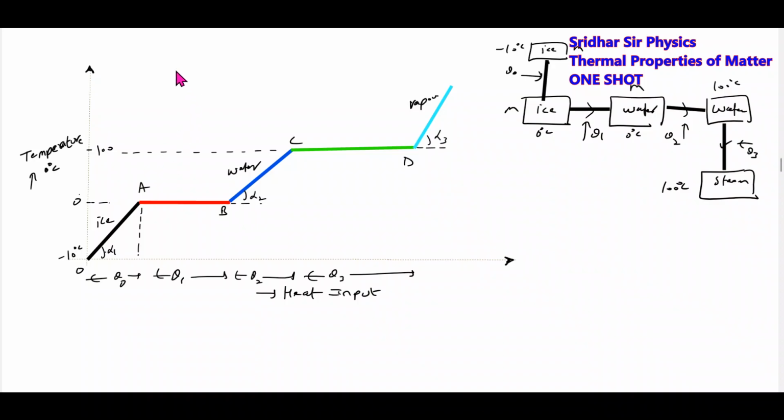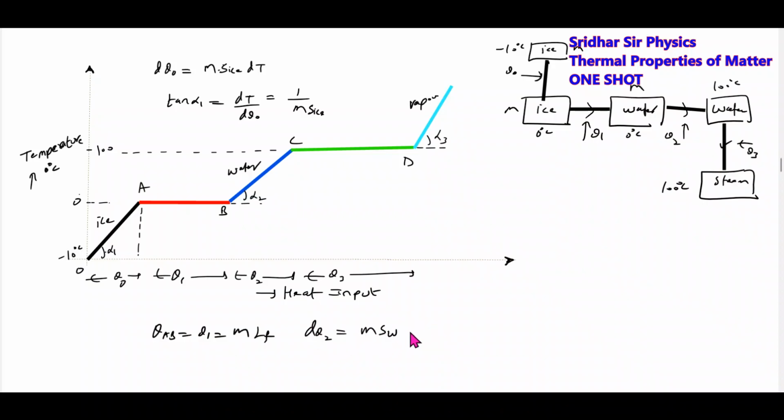So what is Q0? You can write Q0 is equal to the mass of ice into specific heat of ice into dT. So dQ0 by dT, what is tan alpha 1? Tan alpha 1 will be dT by dQ0. Therefore, the reciprocal of the slope will give the thermal heat capacity of the ice. Then what is AB? QAB, or Q1, equals M into LF.